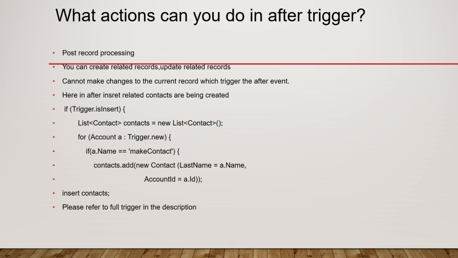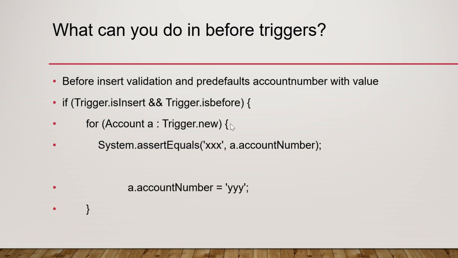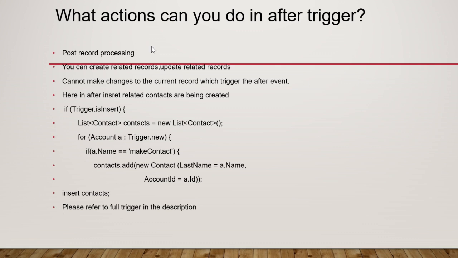Now what can you do in the after triggers? Basically you can do post record processing, you can create related records, update related records. You cannot make changes to the current record which triggered the after event. Suppose I create an account and I have gone into the after event. You cannot make changes like you're able to do in the before, in the same record. Even in the update: before update you can make changes to the current record, but after update you cannot make changes to the same record.